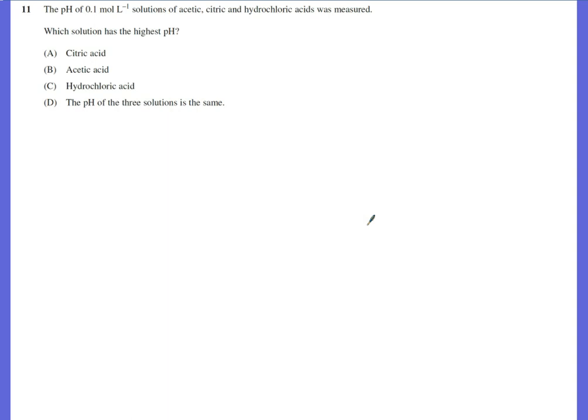Okay, this question's got 3 solutions. They're the same concentration, 0.1 moles per liter. It's acetic acid, citric acid, and hydrochloric acid, and the pHs have been measured. Which solution's got the highest pH? I'll try and explain this right this time. Pause the video and have a go at the question. When you're ready to check your answer or ready to get some hints, press play. So pause now.